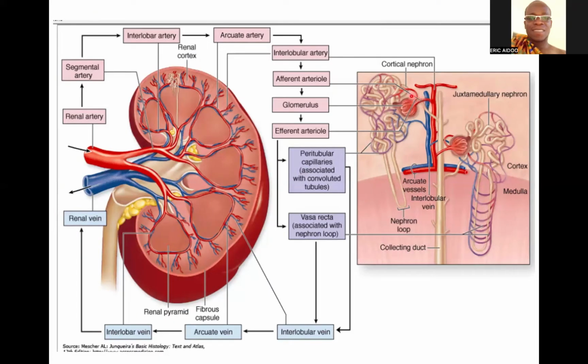So that is what you see there. So those will be the peritubular capillaries, and that will be the vasa recta. The vasa recta is usually found in the medulla. The peritubular capillaries are usually found in the cortex.